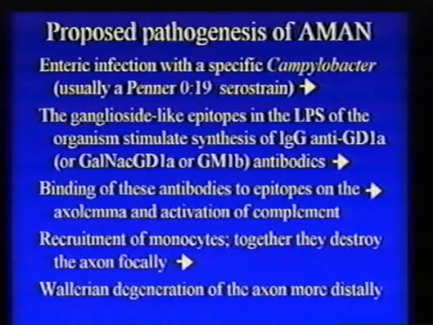What we now believe is the case is that enteric infection with specific kinds of Campylobacter, and the exact designation isn't important, leads to the production of an immune response against ganglioside-like antigens that are in the cell wall of the bacteria. Those antibodies are IgG antibodies against GD1a ganglioside. You can get similar syndromes if the antibody is against a derivatized GalNAc-GD1a or against GM1b. The binding of these antibodies to the ganglioside on the outside of the axon, combined with the activation of complement and the recruitment of monocytes, destroys the axon at that site. And downstream from that, because any interrupted axon degenerates, there is degeneration of the axon.